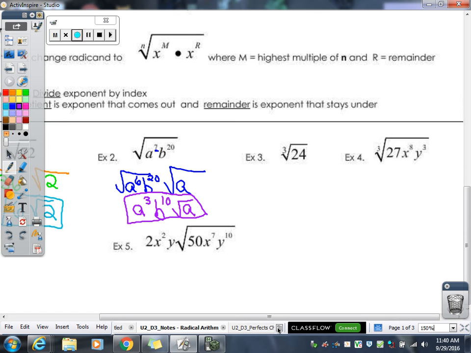All right, number 3, doing a third root. So we got to find the largest perfect cube that can go into 24. So if you look at your perfect cube list, what's the largest perfect cube that goes into 24? 8. 8 times what? So I put my 8 first, my 3 second, even though it's a cube root, it still follows the same process as our square root. So then our cube root of 8 is a 2. And then we still have this cube root of 3 afterwards.